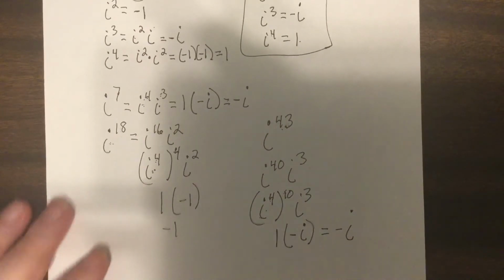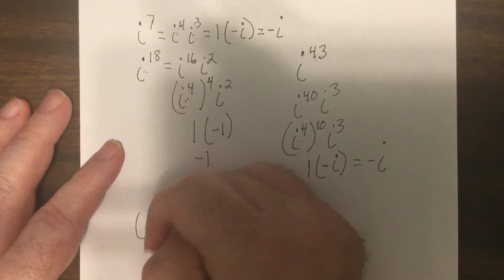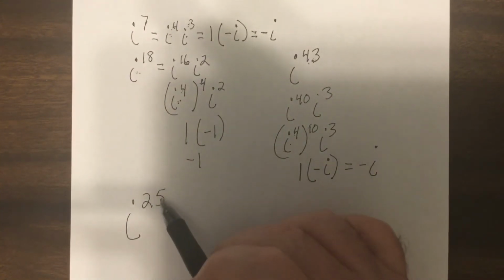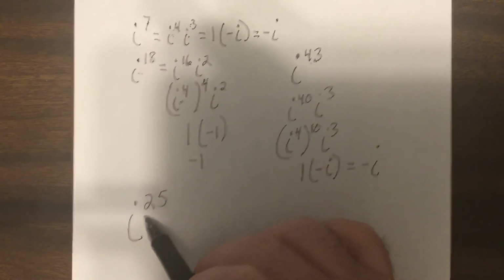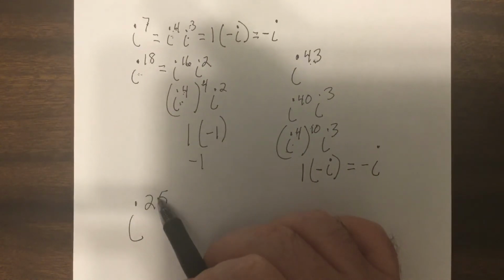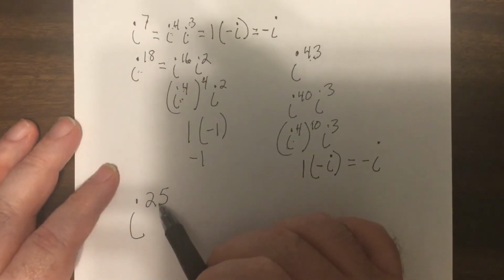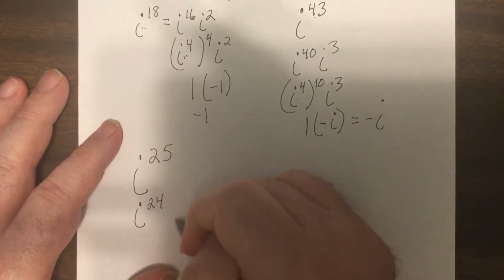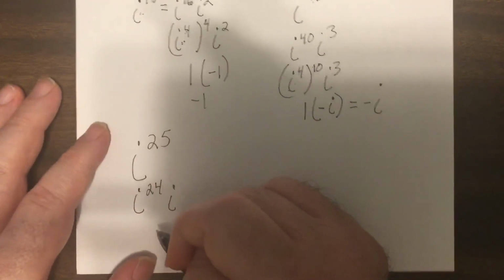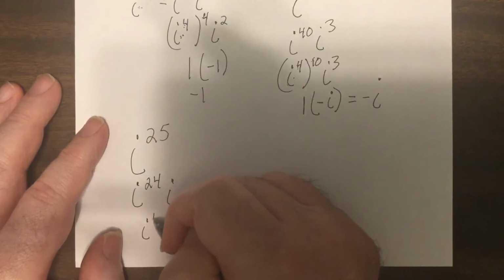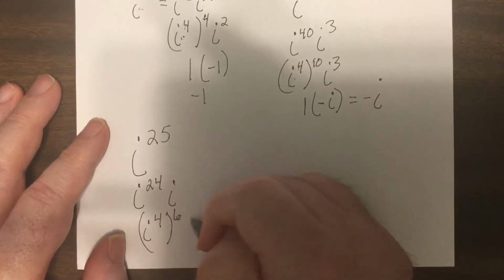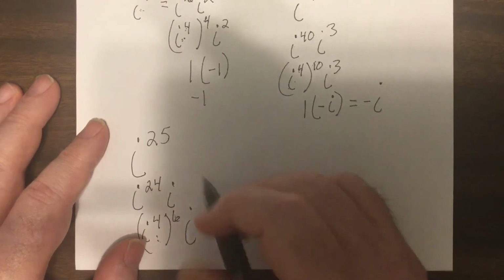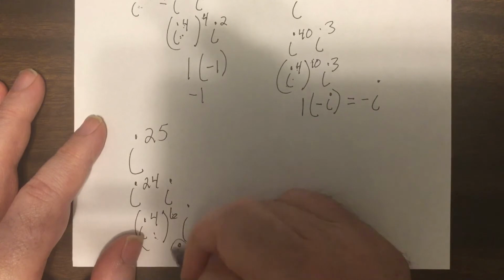Woohoo! So if I said what's i to the 25th, really you just start off by saying what number, 25 or below 25, is divisible by 4. So is 25? No. Is 24? Yes. So I break it up, i to the 24th, i. Now again, you don't need to show this step, but it'd be i to the 4th to the 6th. i to the 4th is 1. 1 to the 6th is 1. 1 times i is i.